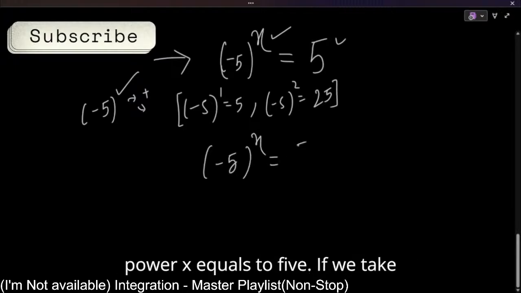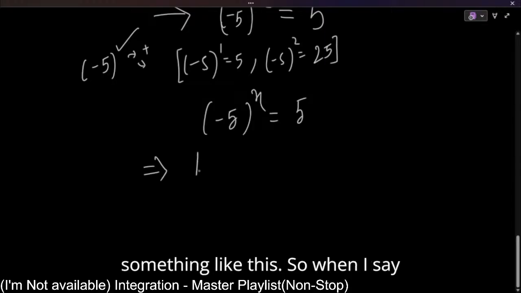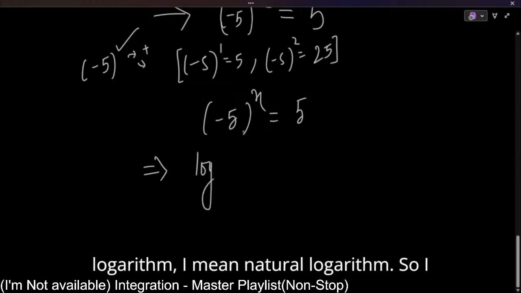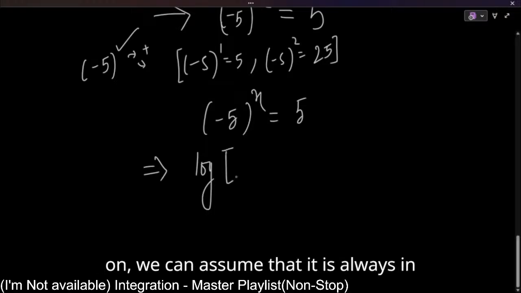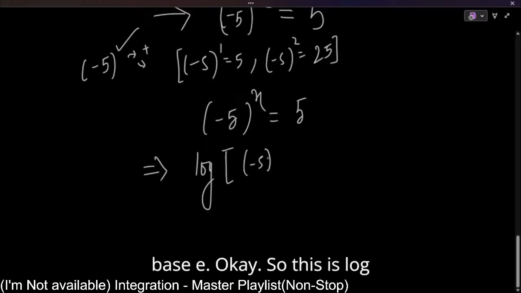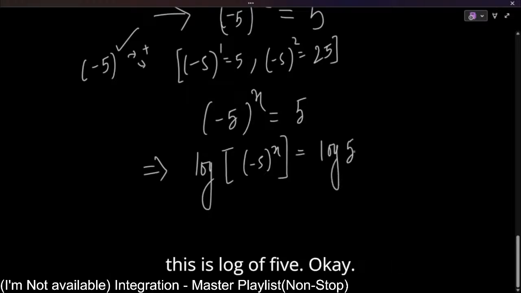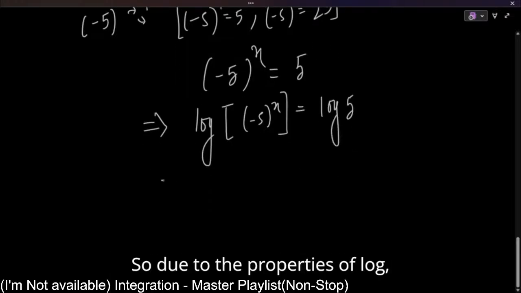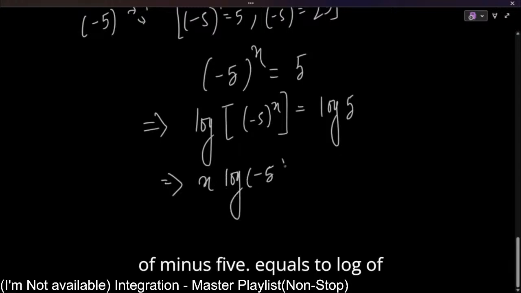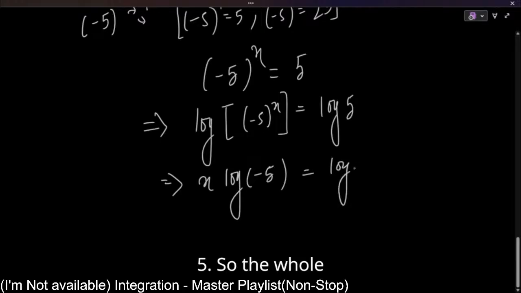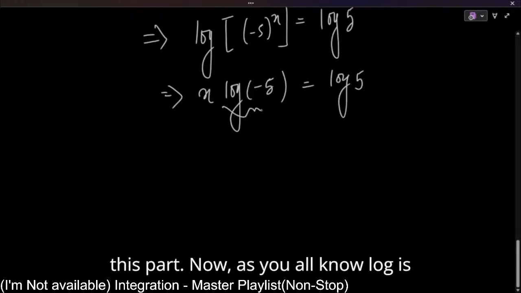So (-5) to the power x equals 5. If we take logarithm on both sides, it looks something like this. When I say logarithm, I mean natural logarithm. I will not write base e here, but from now on, we can assume that it is always in base e. So this is log of (-5) whole to the power x, and this is log of 5. Due to the properties of log, obviously we have x into log of -5 equals log of 5. So the whole problem basically revolves around finding this part.